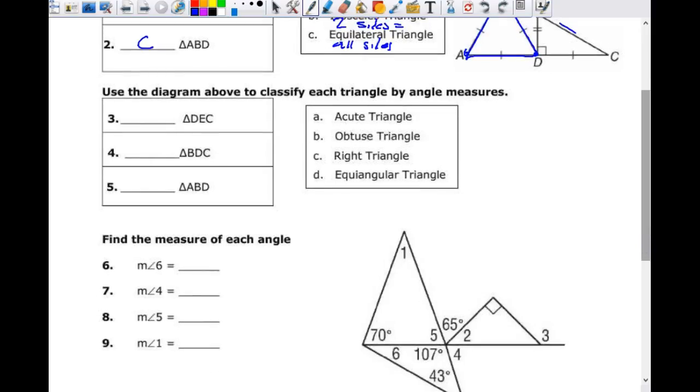An acute triangle, all the angles are less than 90 degrees. Obtuse triangle, you have one angle greater than 90. Right triangle, you have one angle which is equal to 90 degrees. An equilateral triangle, you have three angles that are all equal to 60 degrees each. Okay, DEC.